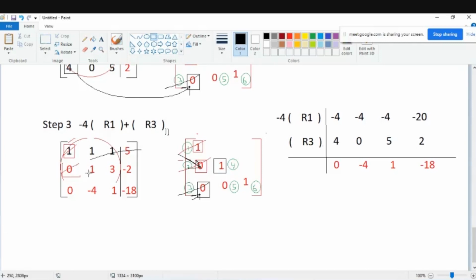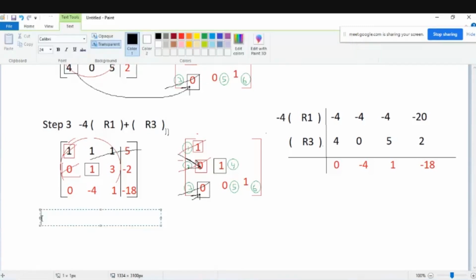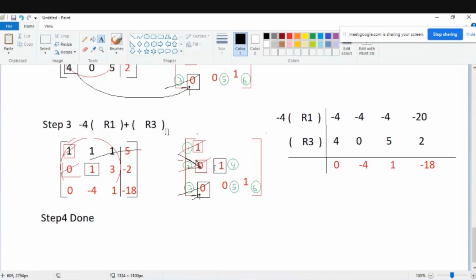Okay, this is good. This is also 1. Look, this one is the same as this one. That means step 4, I'm lucky. Step 4, I will not do it because it's ready for me. Then this is done. Step 4 is done. Now let's go to step 5.